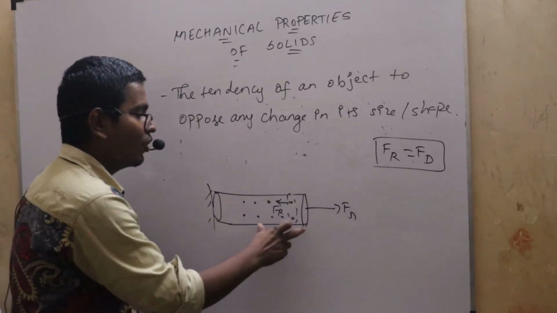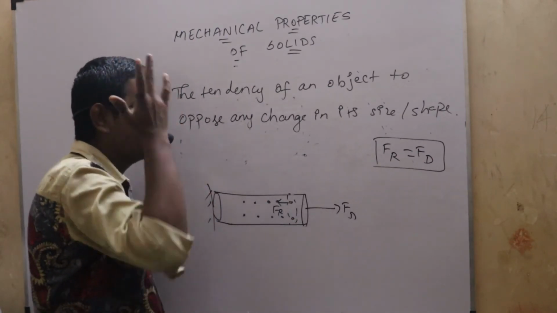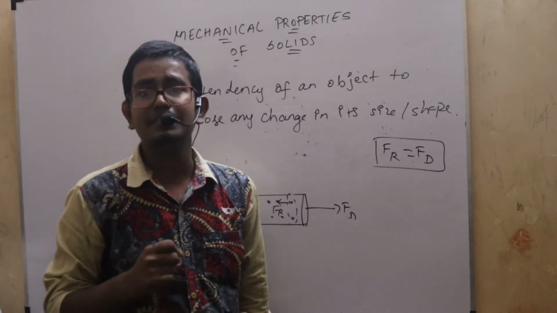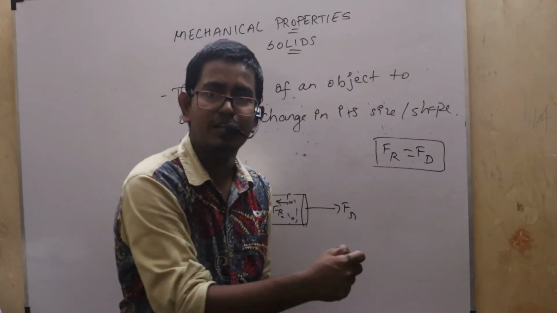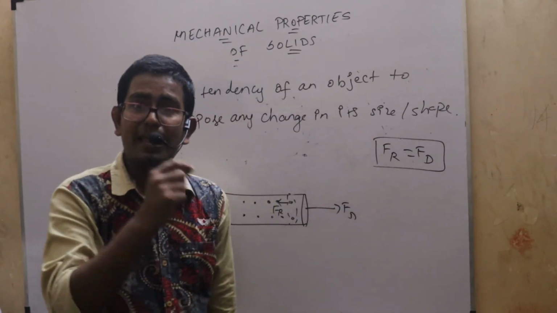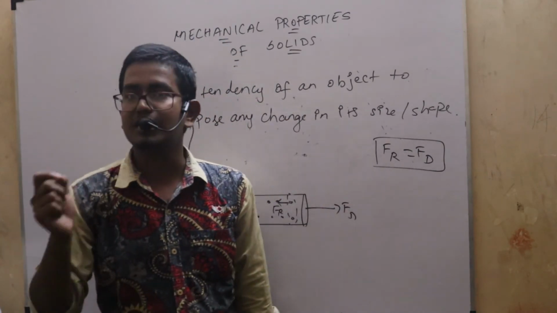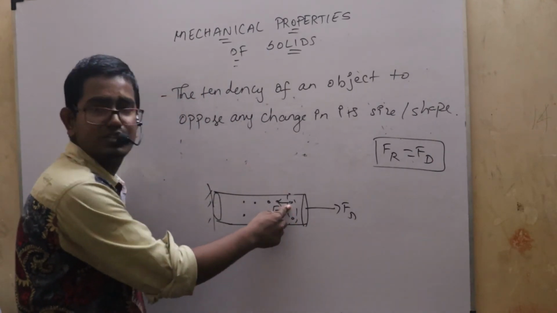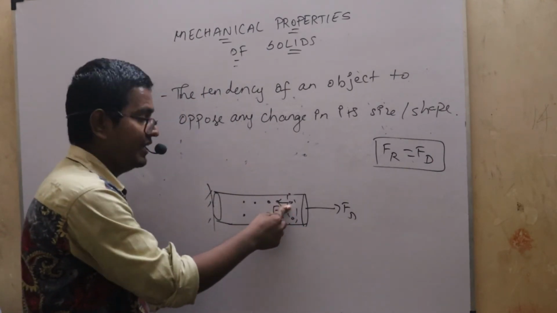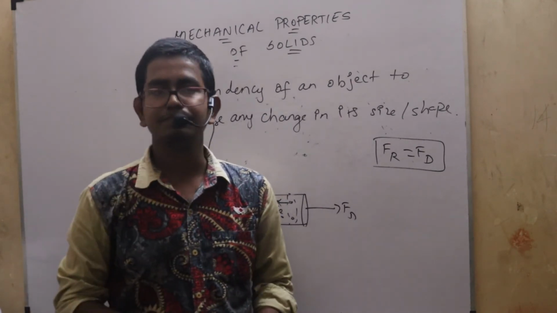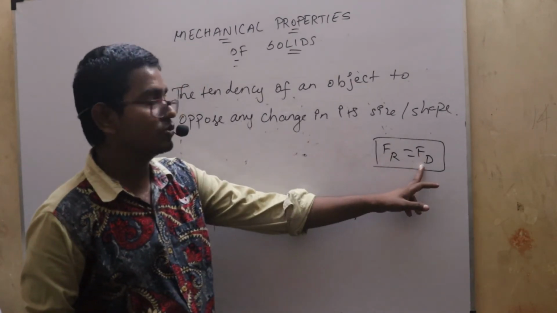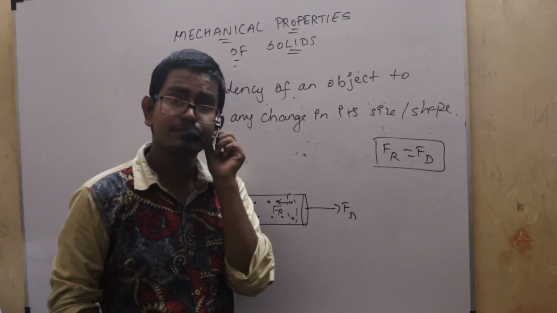You can see here this rod is not moving. That means each and every molecule is in equilibrium. That means how much ever deforming force I am applying, each and every molecule of this rod experiences the same exact opposite force by the restoring force. That is why each and every molecule of this rod is in stable equilibrium. So restoring force is equal to the deforming force.